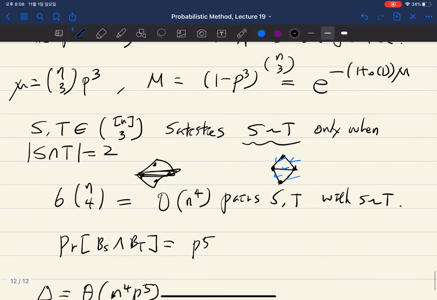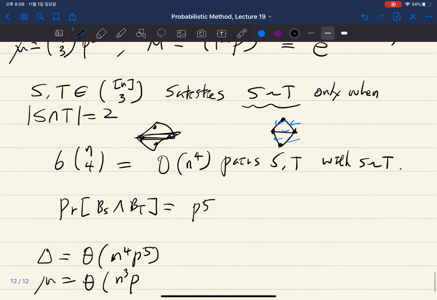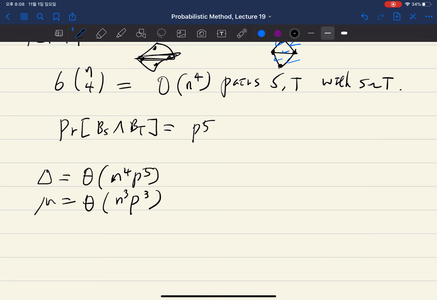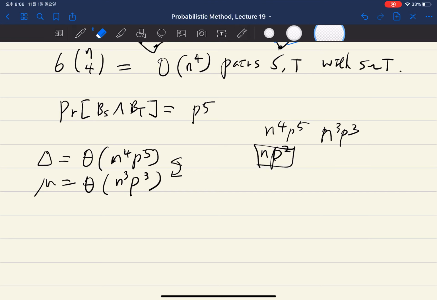And mu is n^3 p^3. So now we compare these two. Which one is bigger? n^4 p^5, n^3 p^3. Then you have to check whether n p squared is bigger than 1 or not.